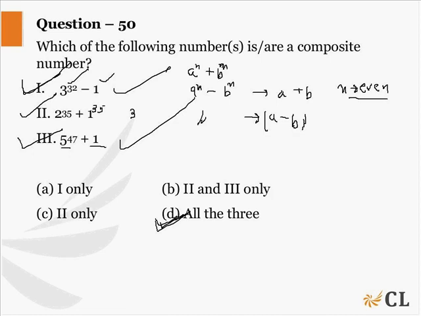Dinesh is asking how you are solving 3 to the power 32, 2 to the power 35, 5. I am not solving it. Odd. 5 raised to the power any number is an odd number, simply. 3 raised to any power is an odd number. 2 raised to the power 35 is always even. Right, Dinesh, is it clear? I need not solve 2 raised to the power 35, 3 raised to the power 32 here. Clear? So let's move on.